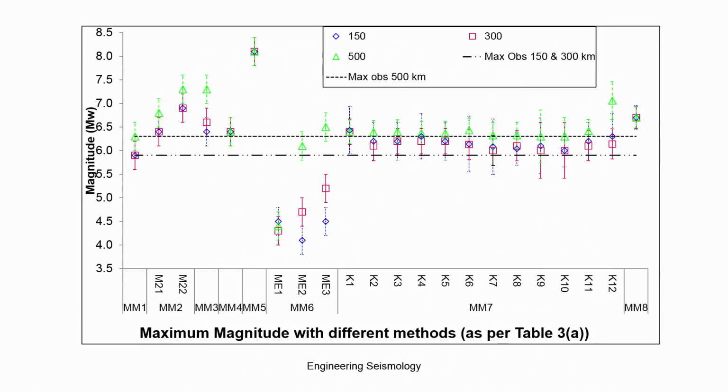So you can see here the graphical representation of the M max variation. So this is basically the different methods in the y axis, and the x axis you can see M1, M2, M3, M4, M5, M7 and M8 methods.